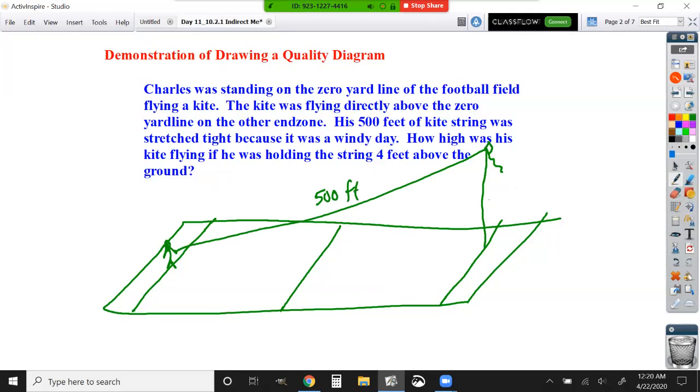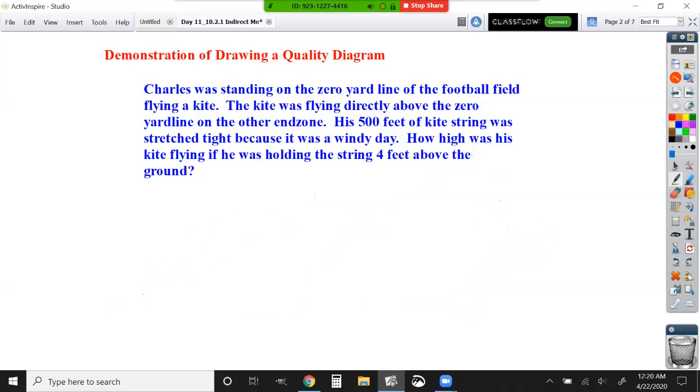And they want to know how high above the ground he is. Well, when you start drawing in 3 dimensions, it gets a little bit difficult to start seeing some of the mathematics that's going on. So let's just look at it from a side view. I think a better drawing might be something like this. So we start off, we say this is going to be the 0-yard line here, and the other 0-yard line is down here. And maybe we'll have our person standing right here, Charles.